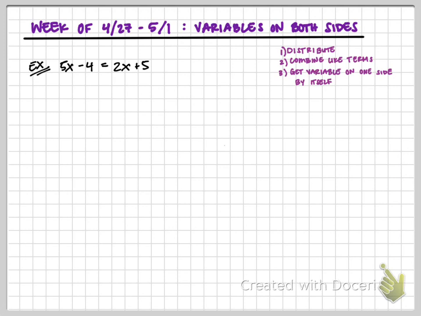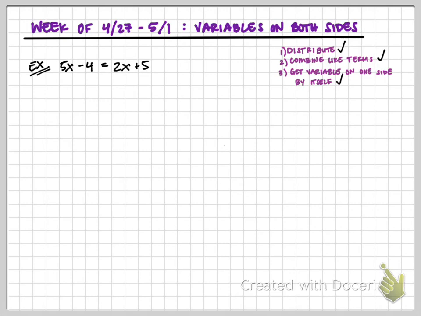First thing you want to do is check to see if there's anything you can distribute. Okay, and then after that, check to see if there's anything you can combine like terms. And then after that, you want to get the variable on one side by itself. So let's take a look at the example I wrote down.